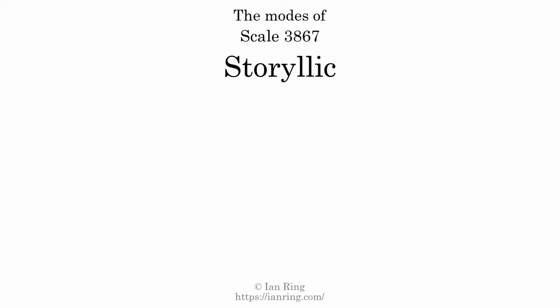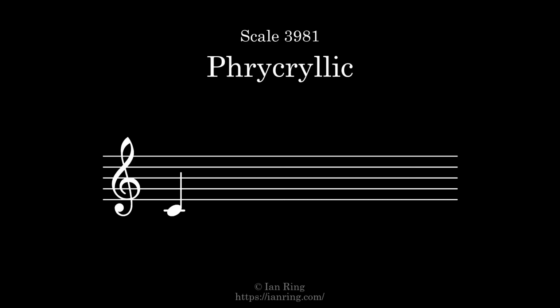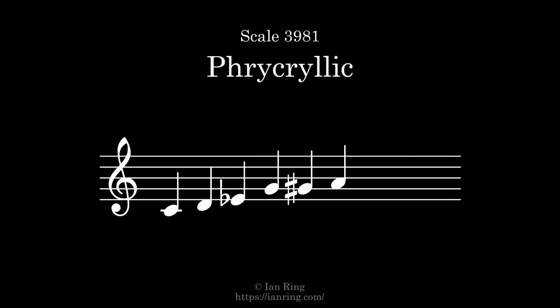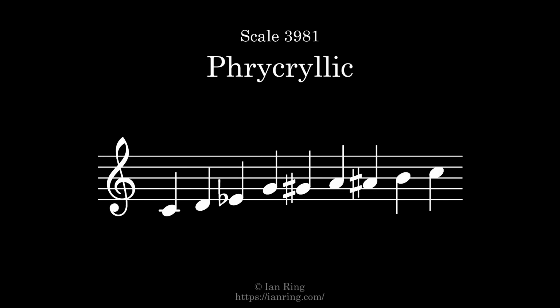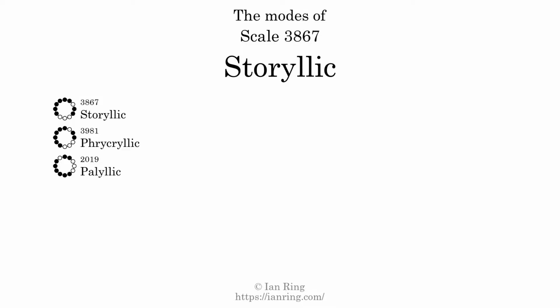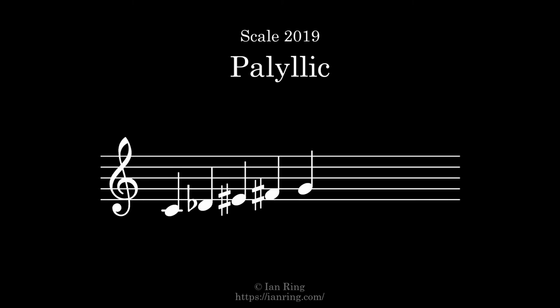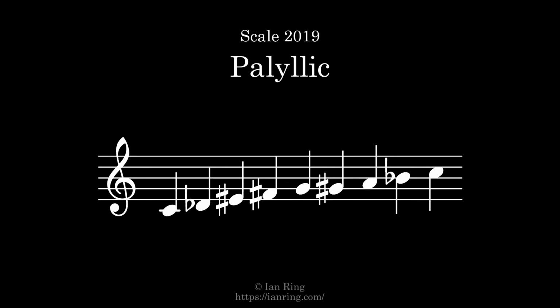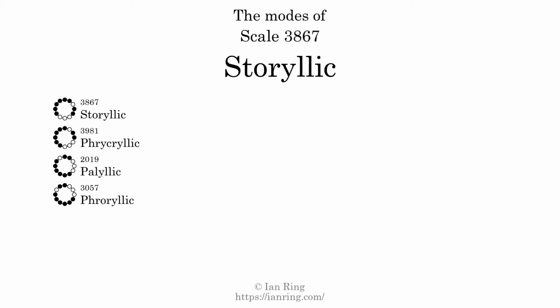This scale has 8 modes. The first mode is itself. The second mode is scale 3981, also known as Storyllic. It sounds like this. The third mode is scale 2019, also known as Storyllic. It sounds like this. The fourth mode is scale 3057, also known as Storyllic. It sounds like this.